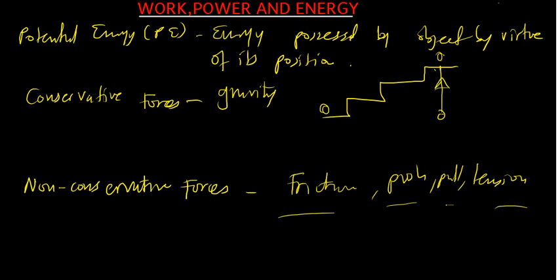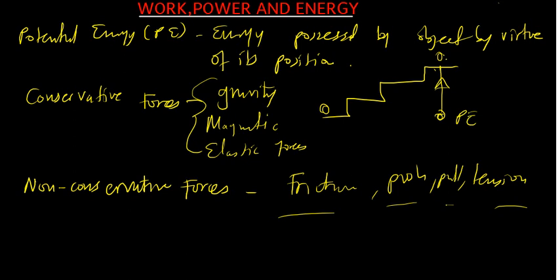So conservative forces include gravity, magnetic, and also elastic forces. So these don't depend on the path. These are conservative forces. And you see that energy is really not lost. For example, if you lift an object from this point to the highest point, it has got potential energy. When it reaches the bottom, it has got kinetic energy. When it is lifted back, the kinetic energy will again be converted into potential energy.